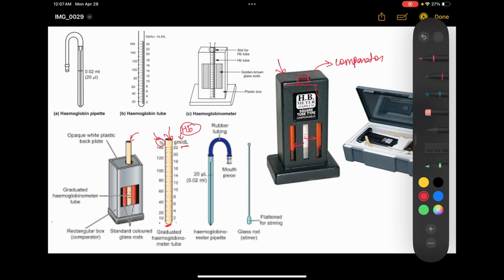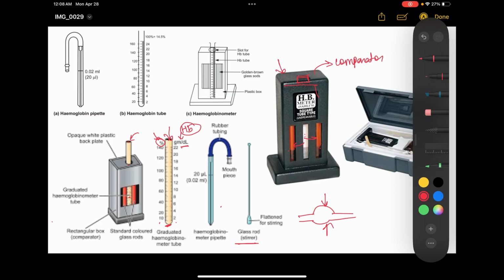Apart from that, we have this glass rod, called a stirrer. Once you put everything inside the hemoglobin tube, you put this glass stirrer inside for stirring. We also have the pipette. You might have seen different types of pipettes, like the RBC pipette or WBC pipette, in which we have a small bulb in the center. The hemoglobin pipette does not have any bulb.